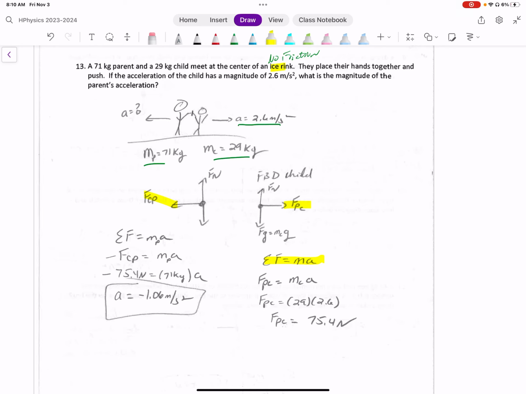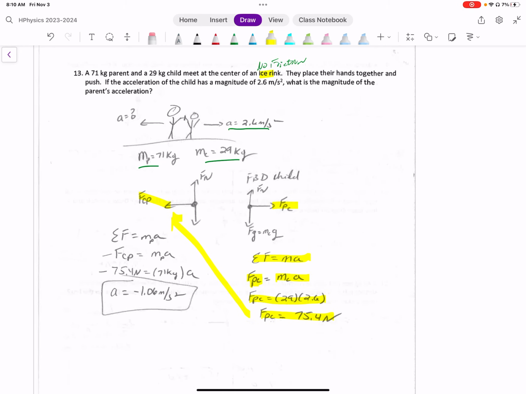We know that the force in the x direction, which is from the parent, must equal the mass of the child times the acceleration of the child. They gave us both of those values, so now I have the force that the parent put on the child. Well, that value has to equal the force that the child put on the parent. Equal and opposite. Notice it's in the opposite direction.